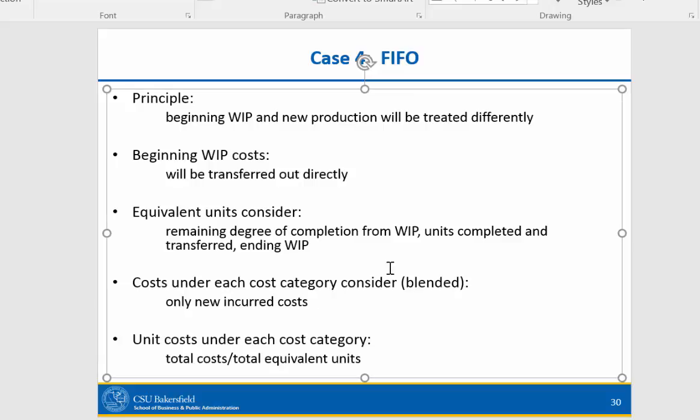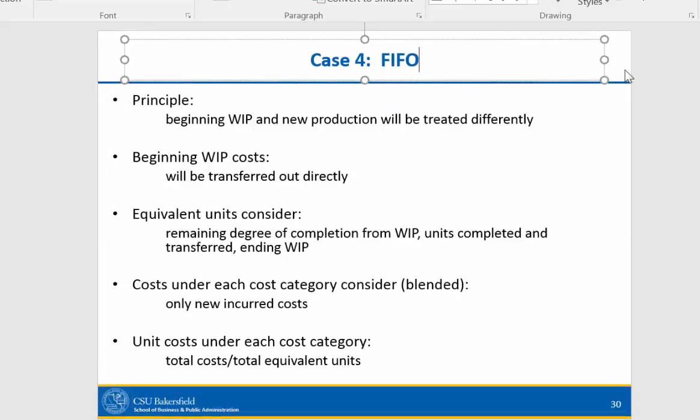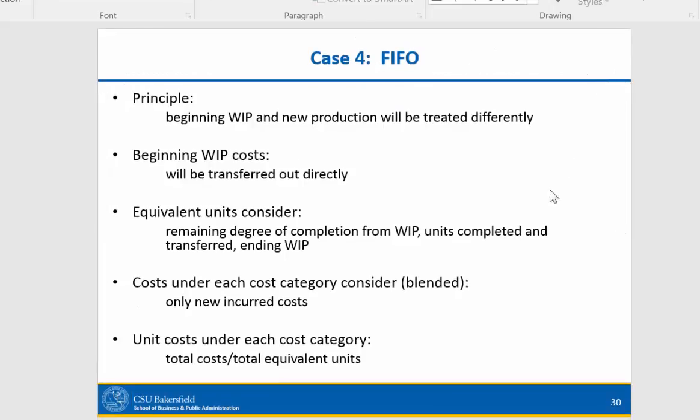Therefore, I'm going to only blend part of them. I only blend the remaining work, the units completed and transferred, and the leftover in the ending inventory. Also, I will blend some costs, but not a whole lot. Then you're going to find the unit cost and so on. So this is the whole idea about FIFO. It's a little bit of extra work, but it's acceptable.